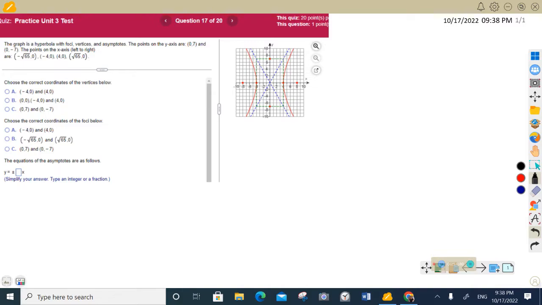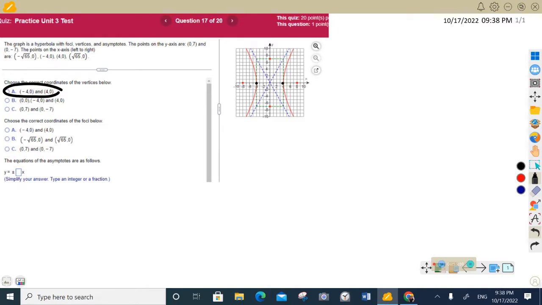Okay, question 17. It shows you the graph of the hyperbola. It tells you the 0, 7, the points on the y-axis, the points on the x-axis. So first of all, we got to know what's what. The vertices are the hyperbola's vertex. Each parabola's vertex. So this is the vertex and this is the vertex. 4, 0, negative 4, 0. Easy peasy. Yes, I did say that, and I am very old.